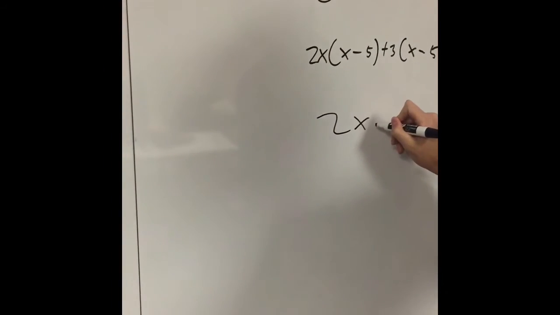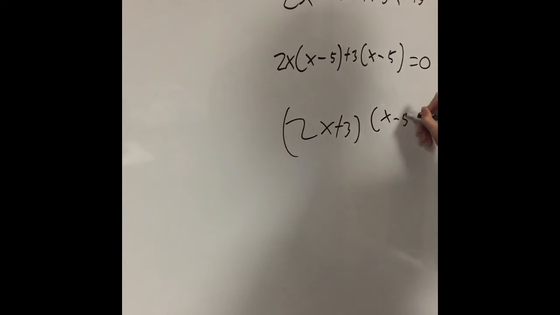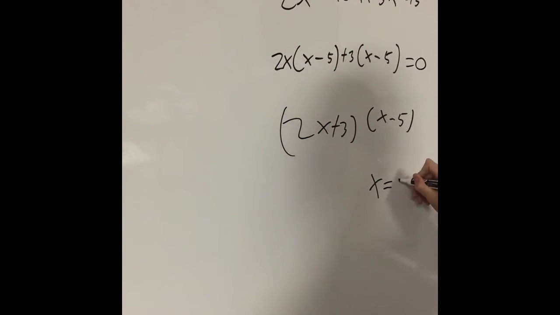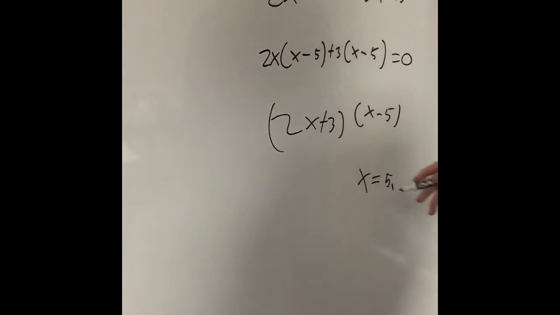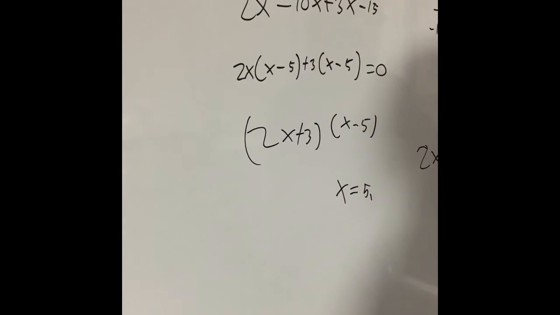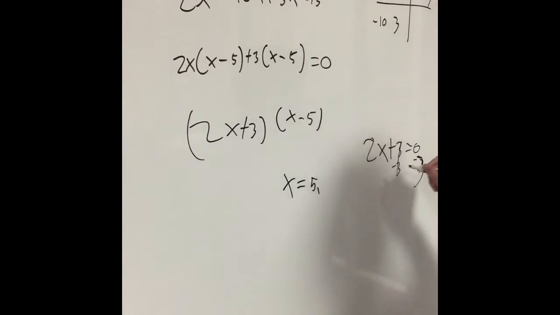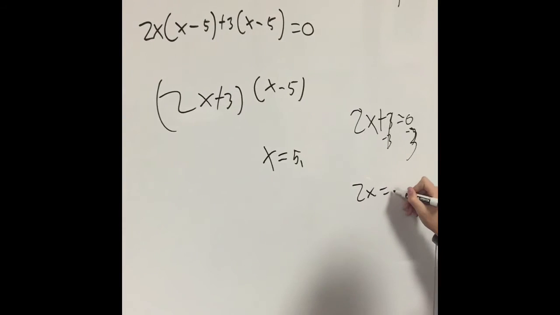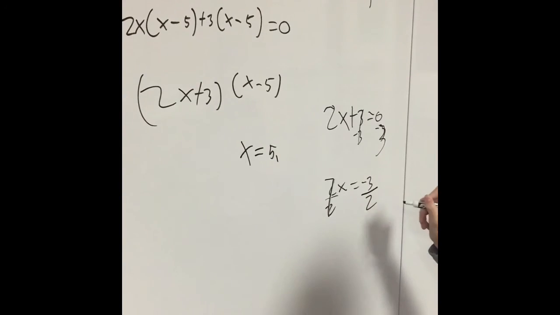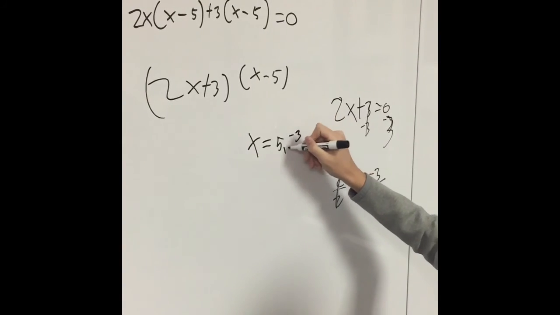So then you have 2x plus 3 in one bubble, and in the other one you'd have x minus 5. So then for this you can automatically just take the opposite of that. So x is going to equal positive 5. Then you want to set this one equal to 0, so 2x plus 3 equals 0. Then you're going to want to subtract 3, and then you want to do 2x equals negative 3. On this side, divide by 2, those cancel, and your final answer is going to be x equals positive 5 and negative 3 over 2.